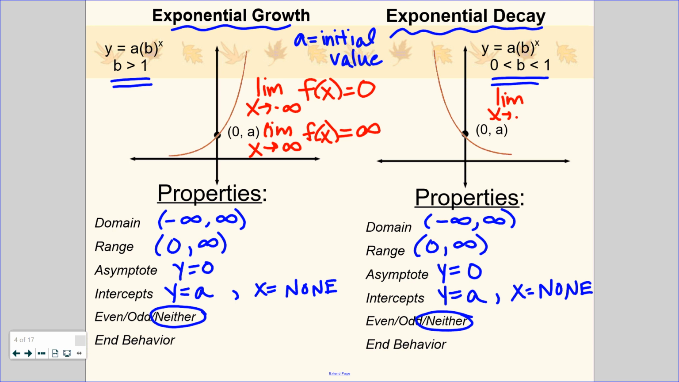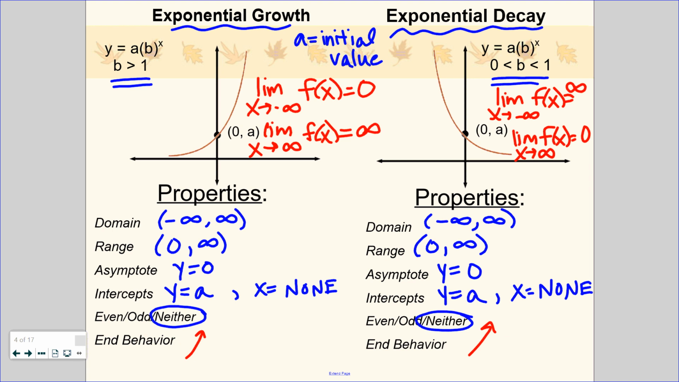Okay. So now decay, you're going to see is just the opposite. X approaches negative infinity. F of x equals what? On the left, that graph goes up, infinity. And on the right, it gets close to my asymptote at 0. Okay. That's really the only difference in the end behavior. Increasing versus decreasing. Any questions?